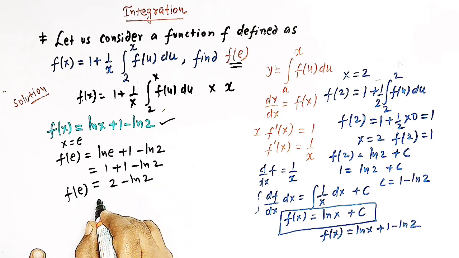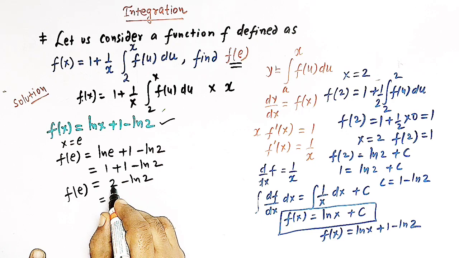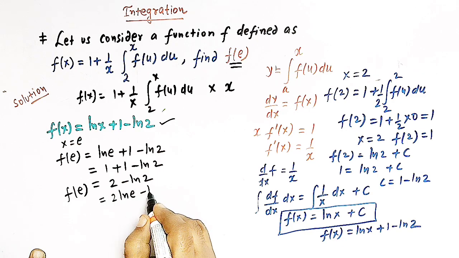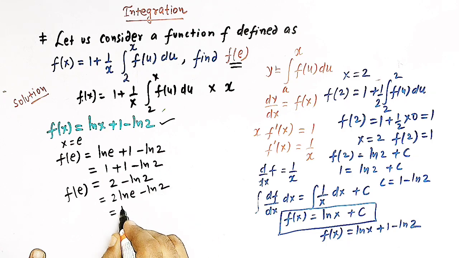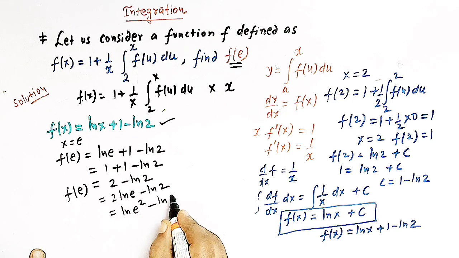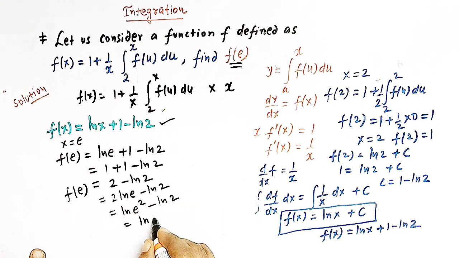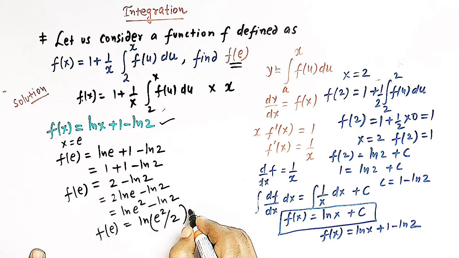and this value can also be expressed like this. We can write 2 as 2 times natural log of e, minus natural log of 2, and this is natural log of e square using the properties of log, and here we have natural log of 2. So again, using the properties of log, we have natural log of e square over 2, right? So f of e can also be given by this expression.